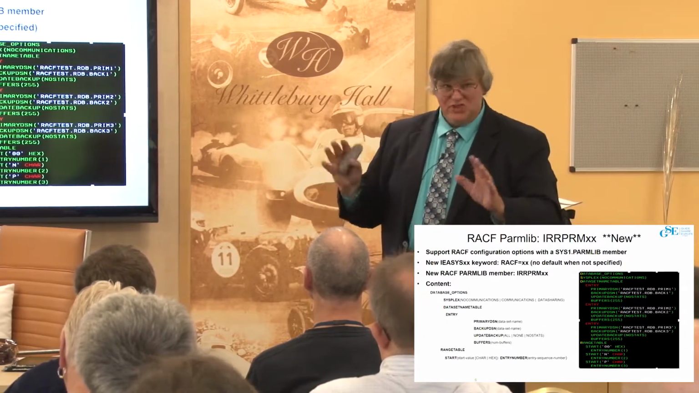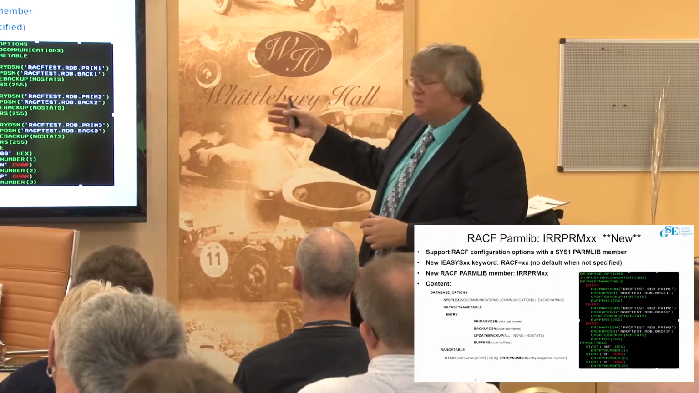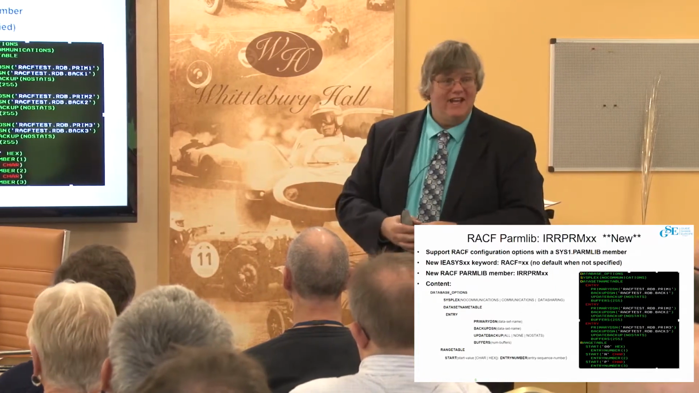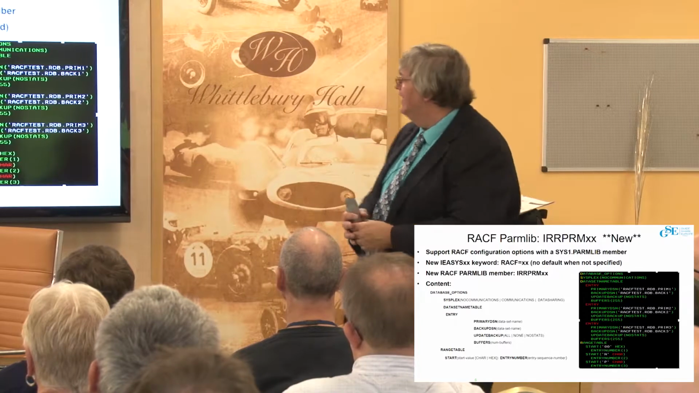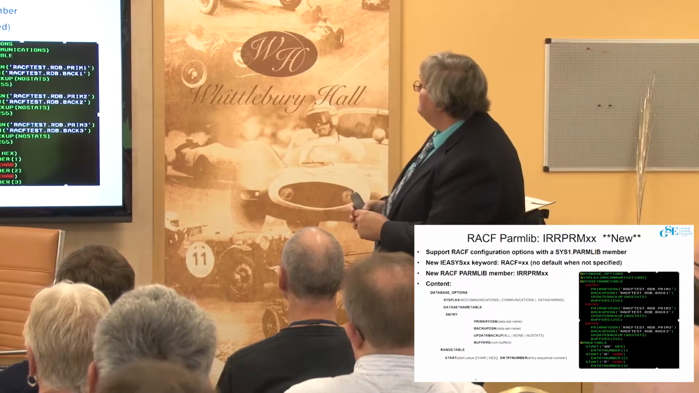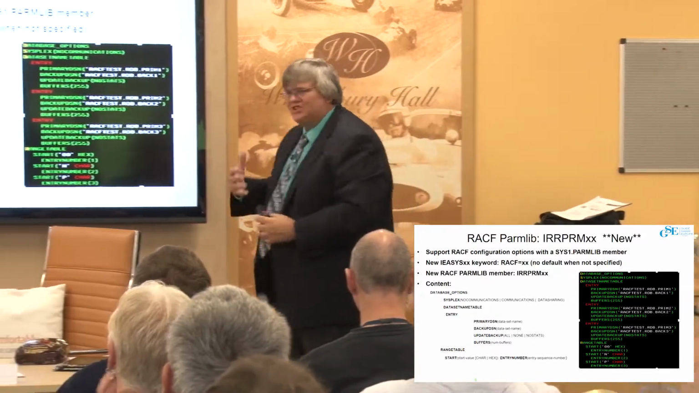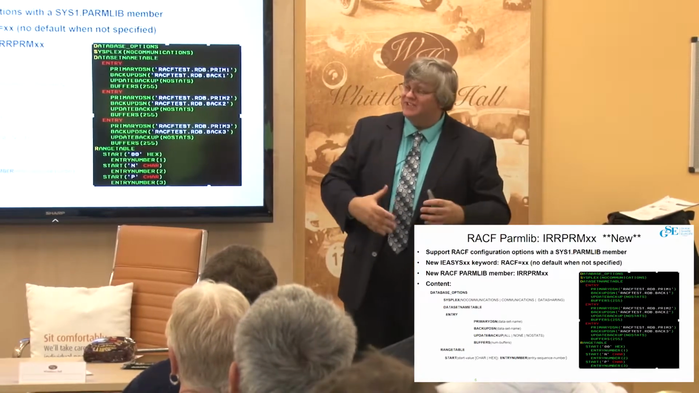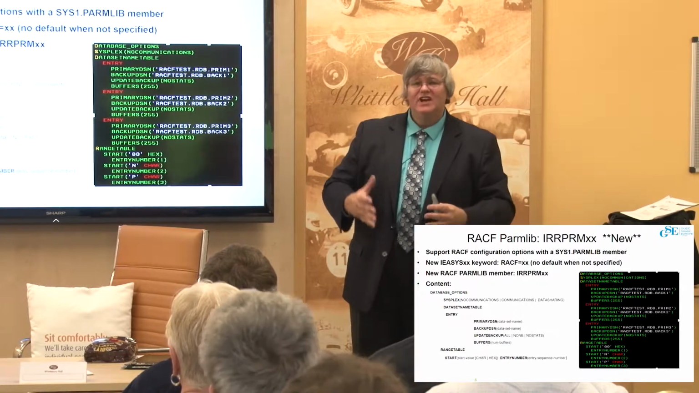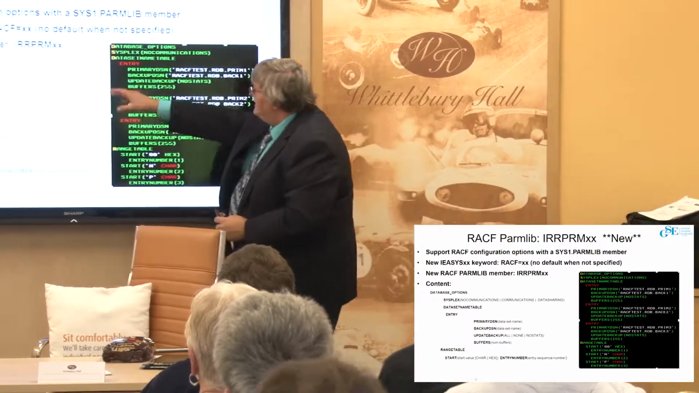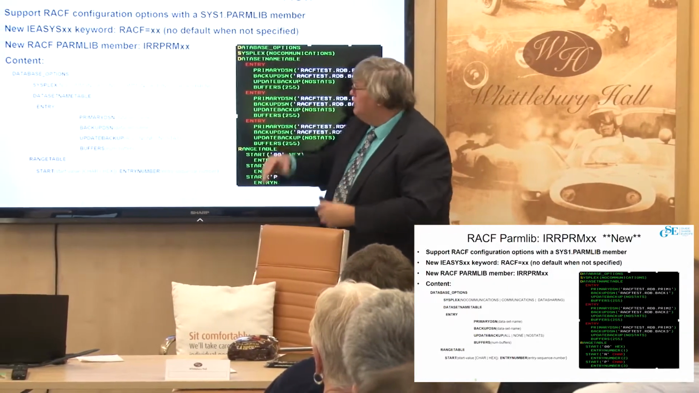I don't know why you'd want to, but you can. And what we'll then do is look in the ParmLive concatenation for the member that you've specified there, which will be IRRPRMXX, whatever you specified. And the content in there is pretty much a ParmLive statement syntax expression of what you've had in those tables.